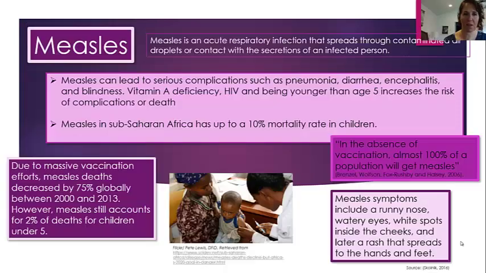Measles is an acute respiratory infection that spreads through contaminated air droplets or contact with the secretions of an infected person. It causes 2% of deaths in children under 5, and in the absence of vaccination, almost 100% of a population will get measles, and there's been a resurgence in the United States recently, which is a problem because of a lack of vaccinations in some groups.